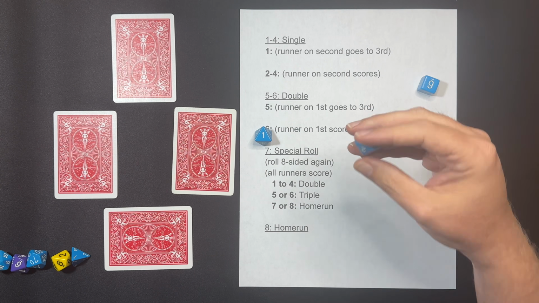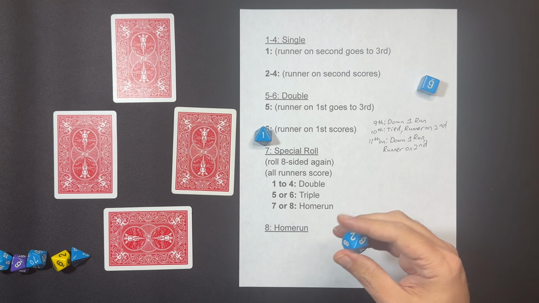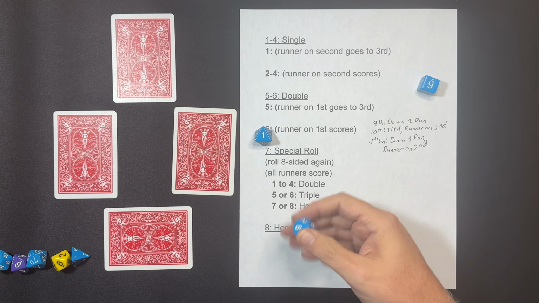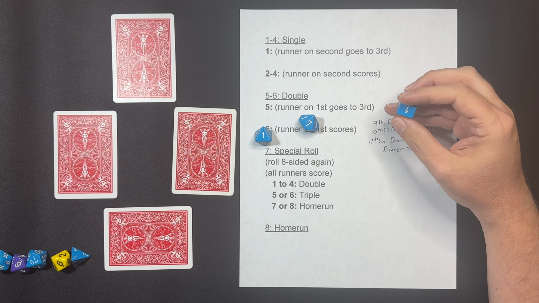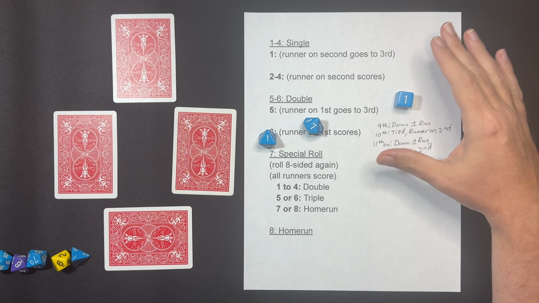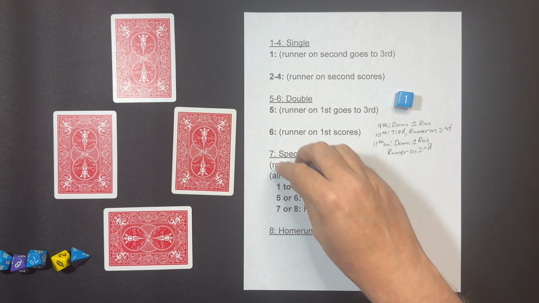Then you roll the 10-sided die, and you've got to get that number or smaller. So I've got to get a 1, basically. That's the only number that works. I rolled and got a 7. So now I have 1 out, no runners, and I'm down 1 run. So it's the bottom of the ninth, I'm down 1 run, and that's 1 out.